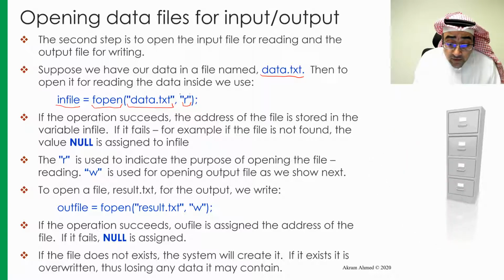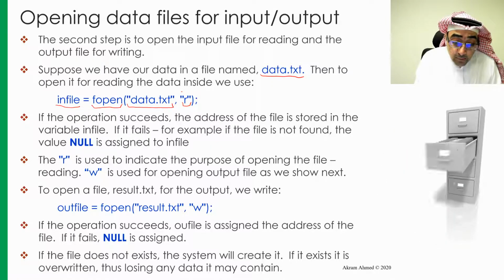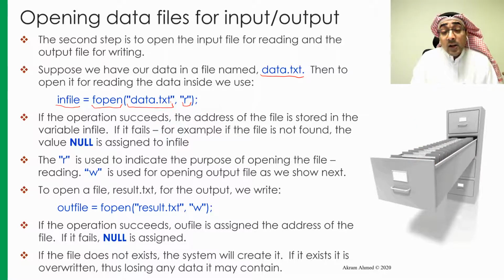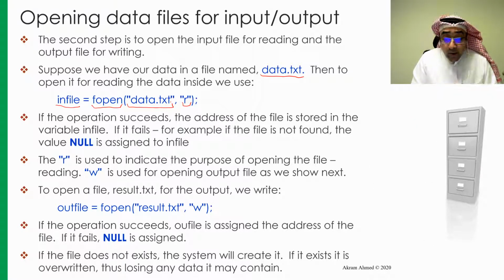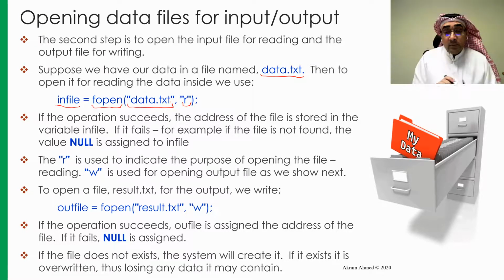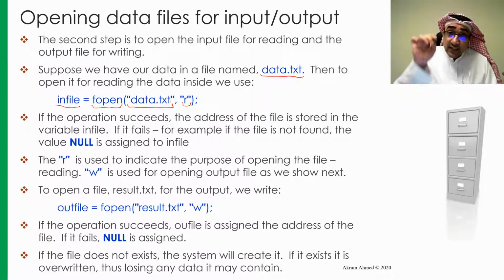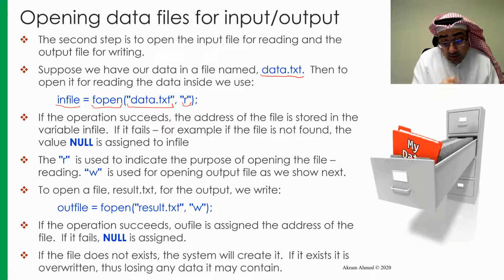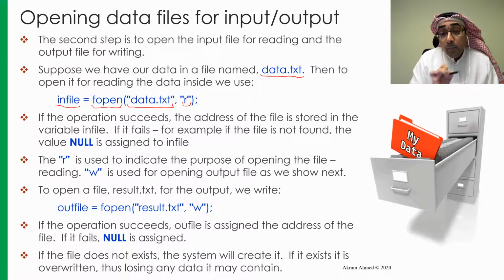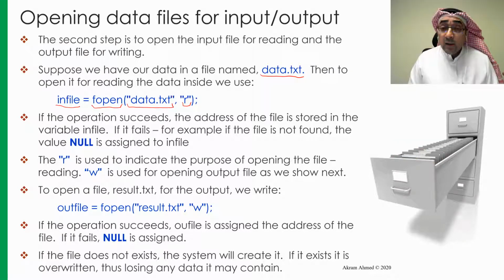So the R is indicating that it's a read file, so the compiler is going to go and look for a data.txt file. Now, where is it going to search for this file? It's going to search for it in the same folder the exe is running in. It's going to go and search for a data.txt, and if it finds it, it's going to open it for read. So the in file will be assigned a pointer value so it can actually point to that file.